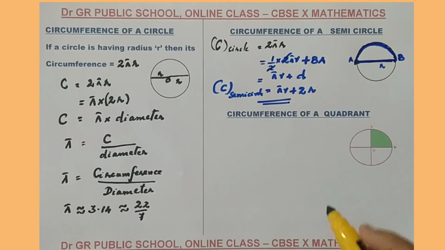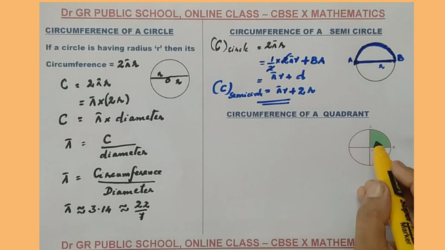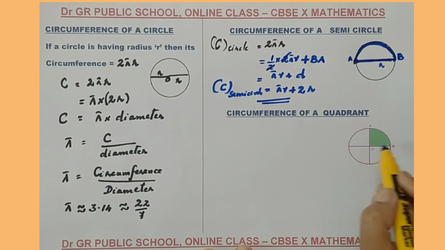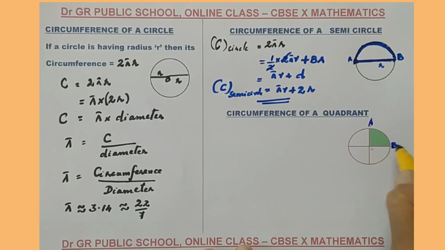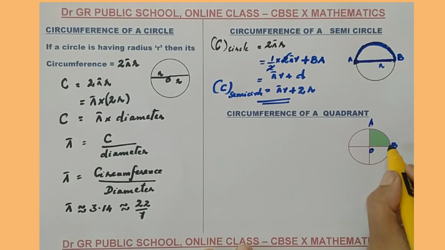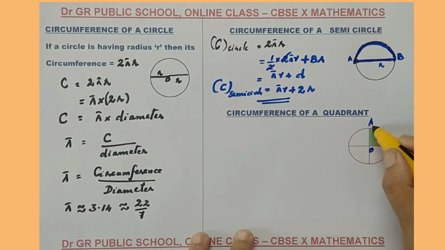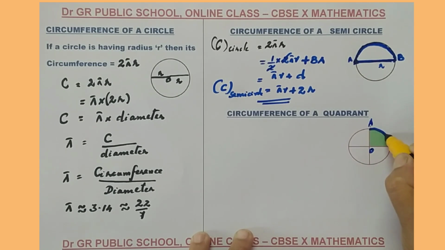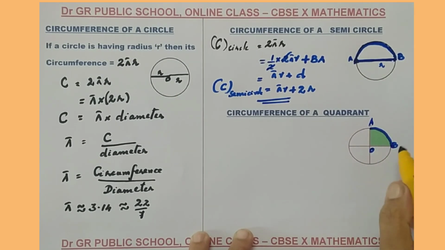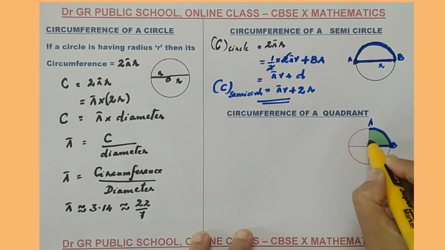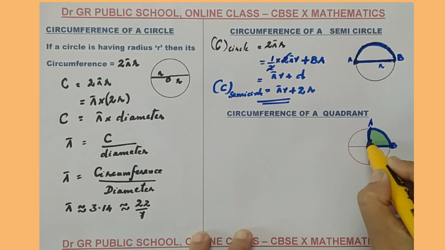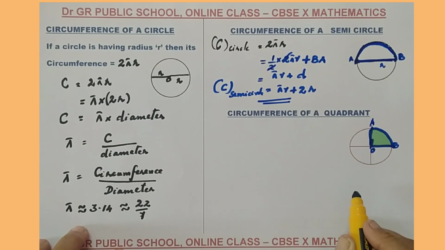In the same way, what about the circumference of a quadrant? A quadrant means 1/4 of a circle. Suppose I consider a quadrant ABO and I want to find its circumference. It means you need to move along the curved part AB, and then the length BO plus the length OA you need to consider. This much is the circumference of a quadrant.